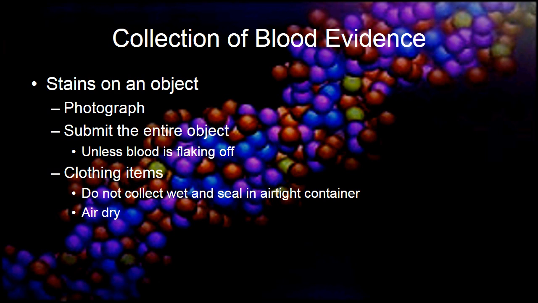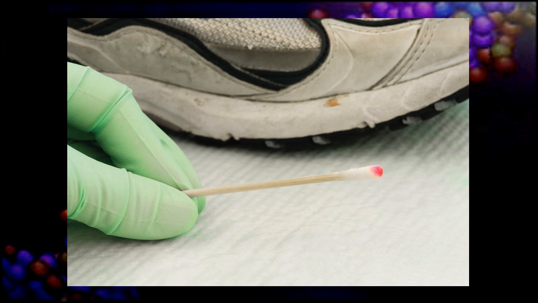With clothing items, what you don't want to do with blood, it's a moisture-based material, is stick it into a plastic bag and air seal it, because that will speed the development of mold, which attacks the blood. So we will hang those in what we call a drying chamber, allow them to air dry, and then we will package them. Just a cotton applicator, collection of some blood off a tennis shoe.